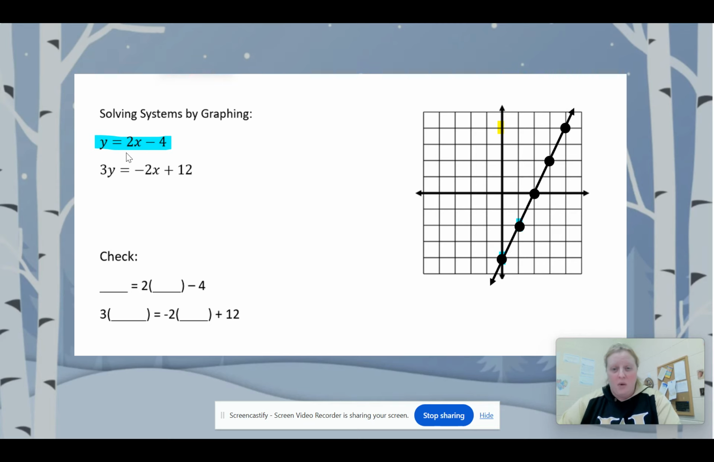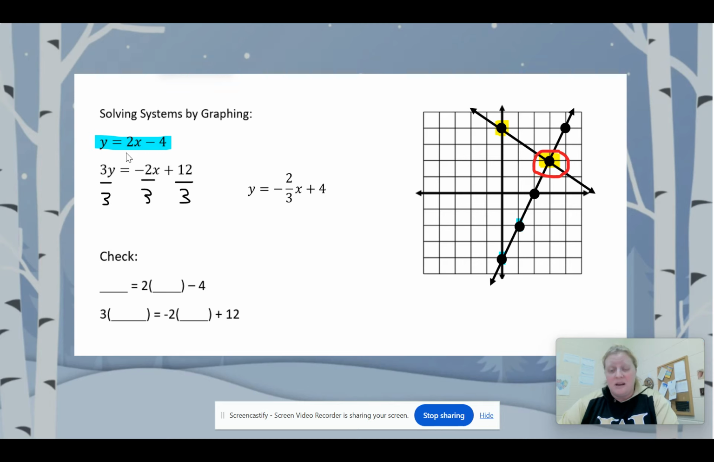Now the second one, we're not quite ready to graph it because y is not by itself. So if we do a really quick division, divide everything by 3, there's your new line. So we're going to have to put a dot at 4. Because it's -2/3, for the slope I have to go down 2 and right 3, which would put me right there. Connect them, there's your second line.